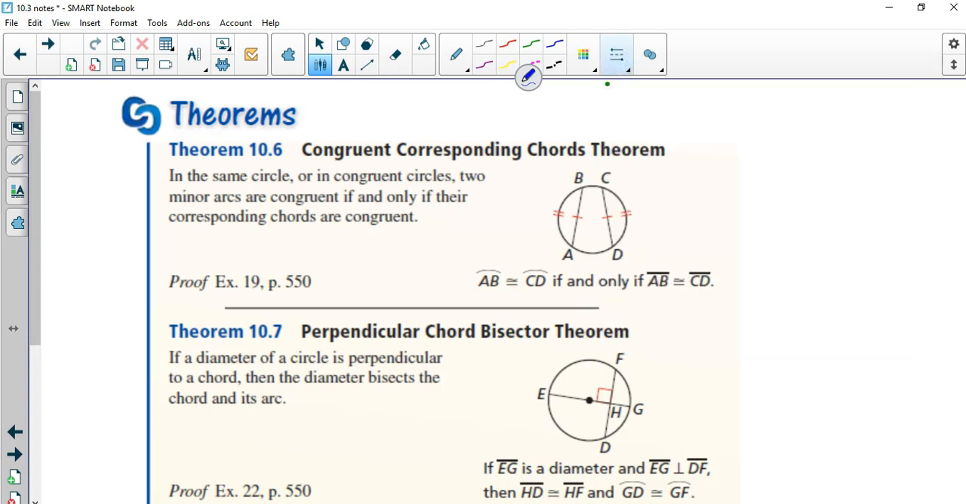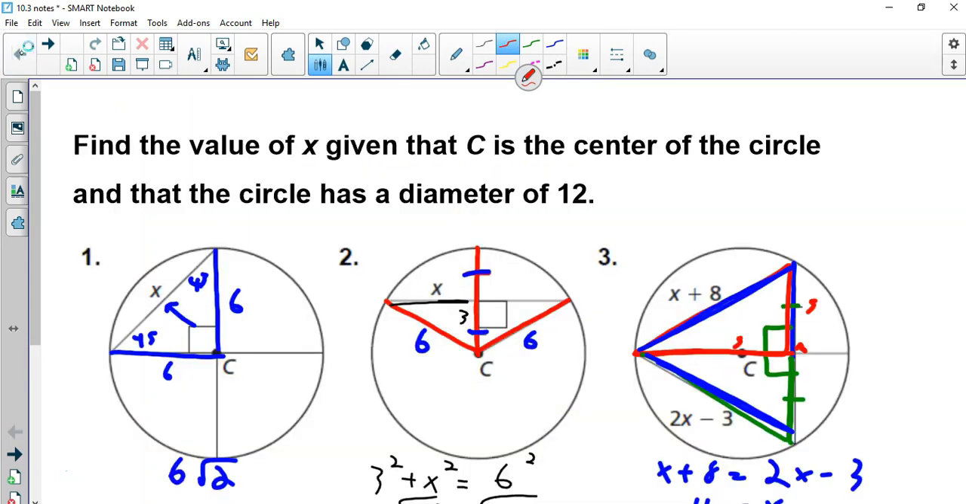So now we have a new theorem, which actually would have helped us in that previous problem. We know that in a circle, or two congruent circles, two minor arcs are congruent if and only if their corresponding chords are congruent. So since we know this is equal to this, we know this is equal to that. And it goes back and forth. So if we know the chords are equal, we know the arcs are equal, and if we know the arcs are equal, we know the chords are equal.